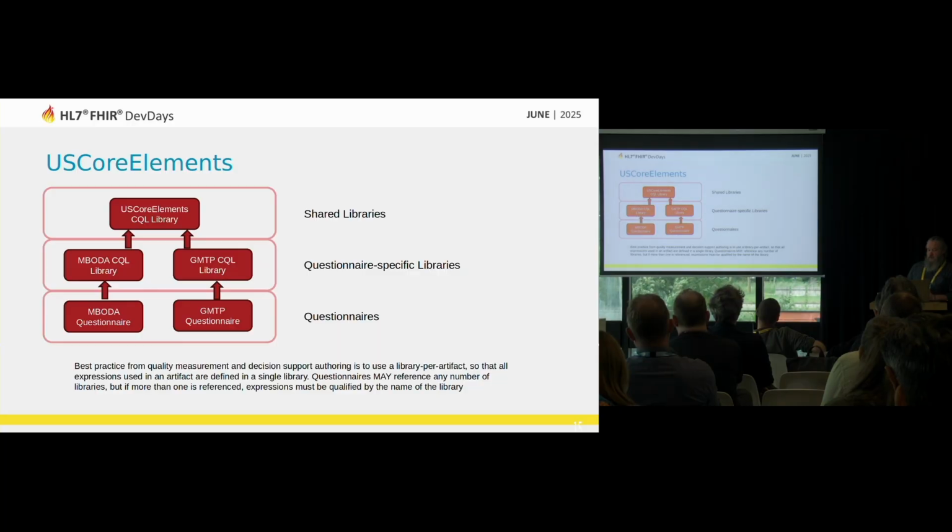So this is showing how we have shared libraries. Some other examples of shared libraries are FHIR Helpers and FHIR Common, which you may be familiar with. And what we have is a questionnaire-specific library that is using those, and then the questionnaire references just that one library. That is the best practice from a quality measurement and decision support authoring standpoint. This way you have all your artifacts defined in a single library. Questionnaires may reference any number of libraries, but if more than one is referenced, you must qualify the name of the library within the expression.